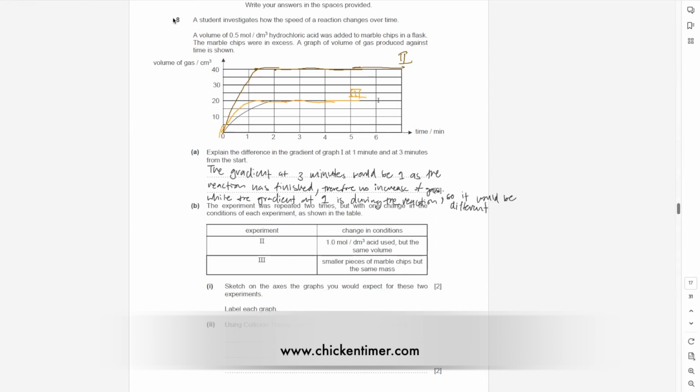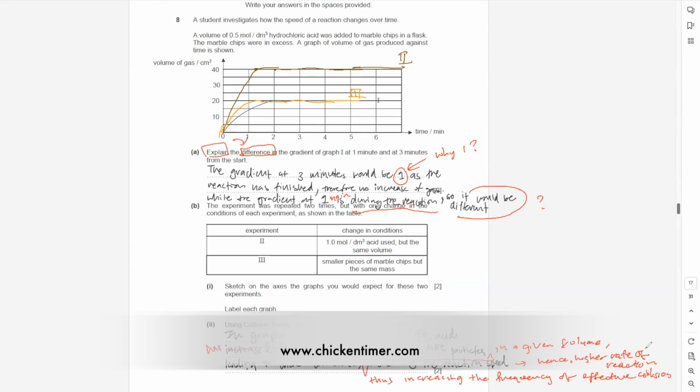Okay. Using collision theory, why? Graphs 1 and 2. Oh, it's yellow. Oops, I forgot. Part 8 says explain the difference in the gradient of graph 1 at 1 minute and graph 1 at 3 minutes. Then I question you: you say at 3 minutes the gradient would be 1. Why 1? Isn't it because it's a straight line, so no gradient? Anyway, horizontal line, the gradient is 0.